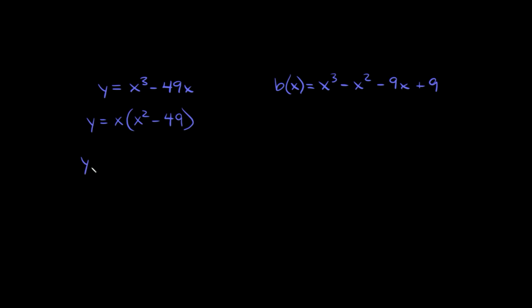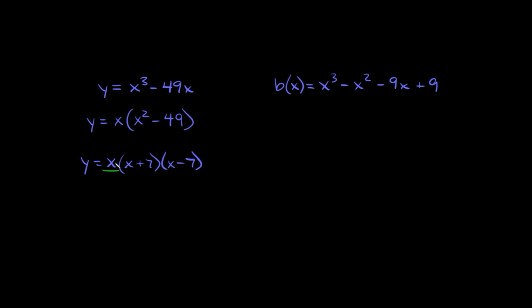Okay, so then we're going to have y is equal to x. And then we have that pattern again, right? So x squared minus a perfect square. So we can break this down into x plus 7 times x minus 7, all right? Now this is completely factored, so we can start finding the zeros.